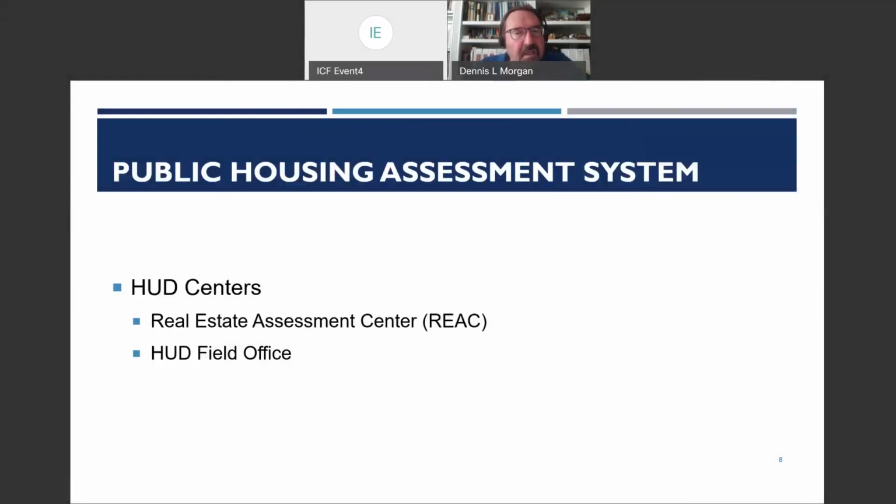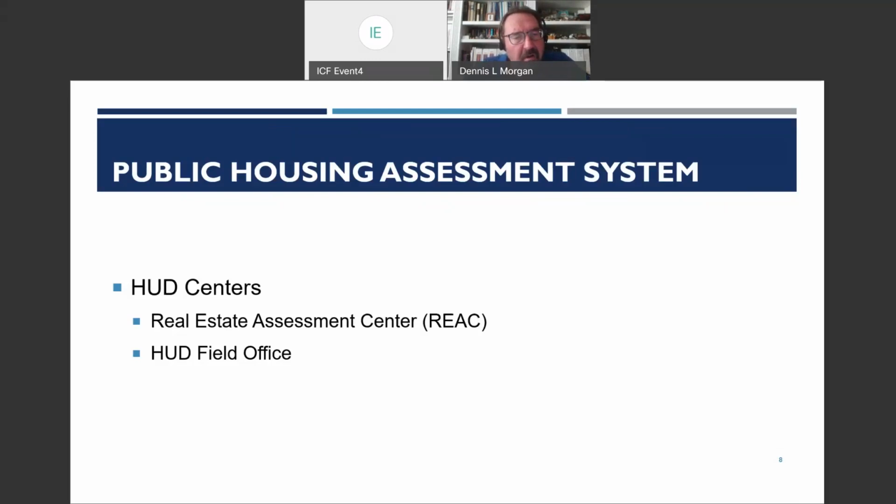Within the public housing assessment system, known as PHAS, we will deal with two primary areas within the Department of Housing and Urban Development. The first is what's called the Real Estate Assessment Center, better known as REAC. REAC is the entity, or the side of HUD, that's responsible for getting the information, tabulating the scores, providing the information back to the PHA, and giving you the designation as either a high performer, a standard performer, a substandard performer, or a troubled housing agency.